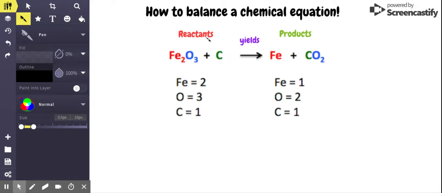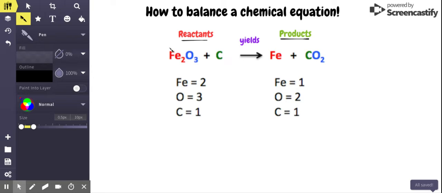On the left side of this arrow, we have our reactants. So as you can see here, we have Fe2O3 plus carbon. So iron oxide plus carbon is going to yield or make, which basically means when you mix this compound and this element together, it's going to make raw iron, which is by itself, as well as carbon dioxide. And what's right of the arrow, what is yielded or made, is considered the products.